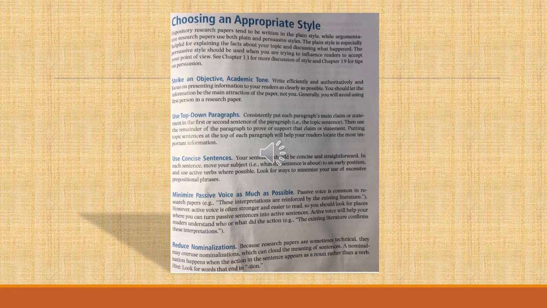So here we go. Strike an objective and academic tone. So write efficiently and authoritatively and focus on presenting information to your readers as clearly as possible. You should let the information be the main attraction of the paper, not you. Generally, you will avoid using first person in a research paper.